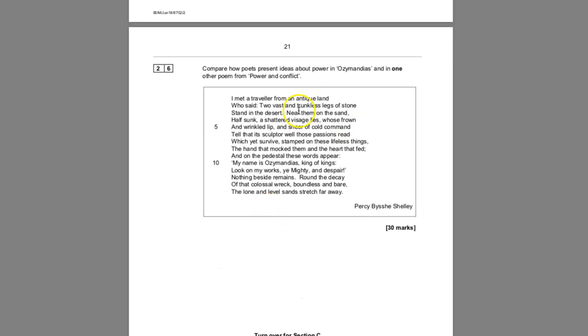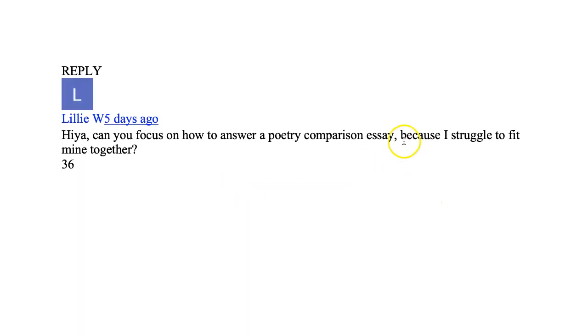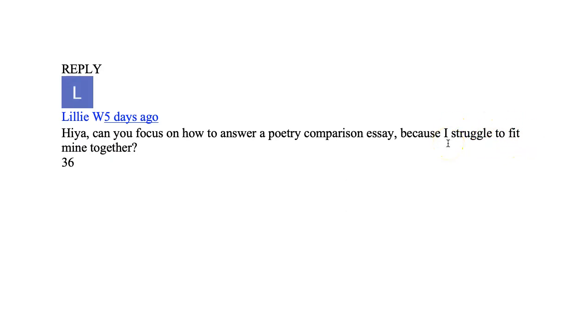Or you were doing the Power and Conflict and you had to do Ozymandias, and there's less stuff to write about that poem because it's shorter. But then on the other hand, it's a pre-20th century poem and it's a sonnet, and you've got to have all that Petrarchan business and all that information that you need about the form and the structure and Shakespeare and flipping Italian love poetry, and oh my God, I can't remember anything. And this is why students struggle to fit everything together, because there's just too much.